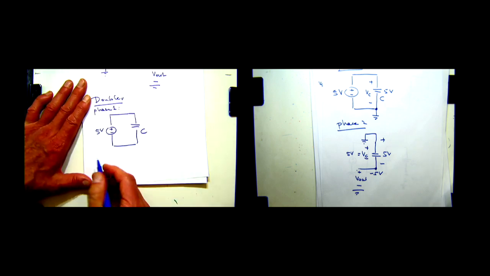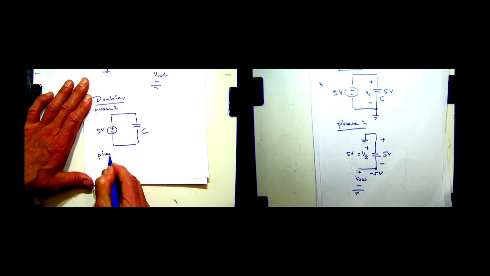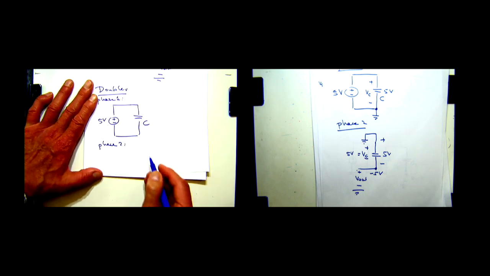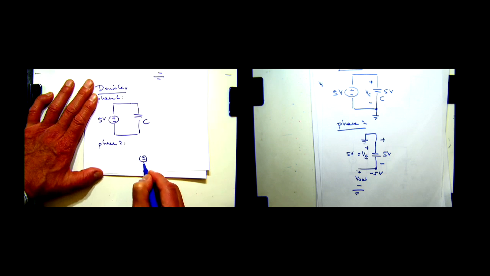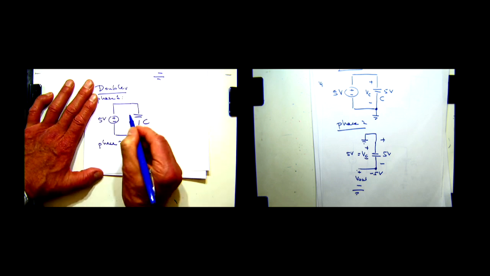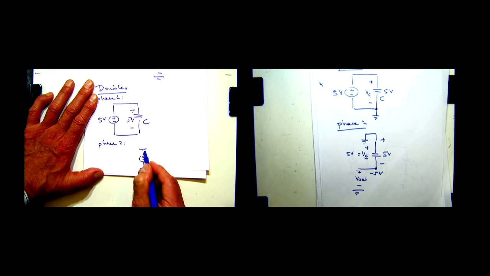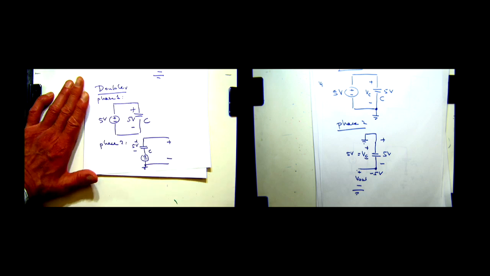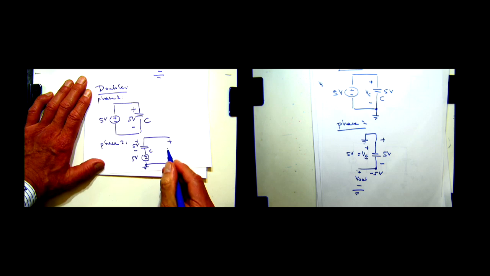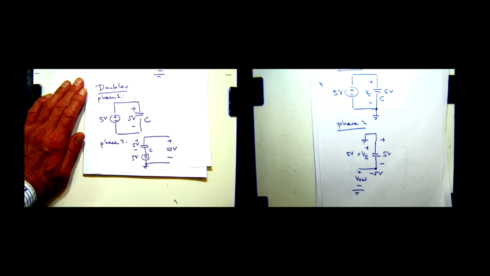Now we want to have 10 volts. Well, we go to phase 2. In phase 2, the circuit that we want is we still have our 5-volt source, so that's quite useful. But what's the voltage on our capacitor? Well, that's 5 volts. So we just put our capacitor on top here. What's the voltage here? Well, it's going to be 5 volts from the capacitor and 5 volts from the source. That's going to be 10 volts. Figure that out from KVL.